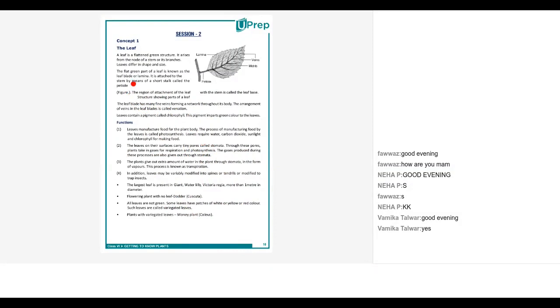Okay, so the flat green part of a leaf is known as the leaf blade or lamina.